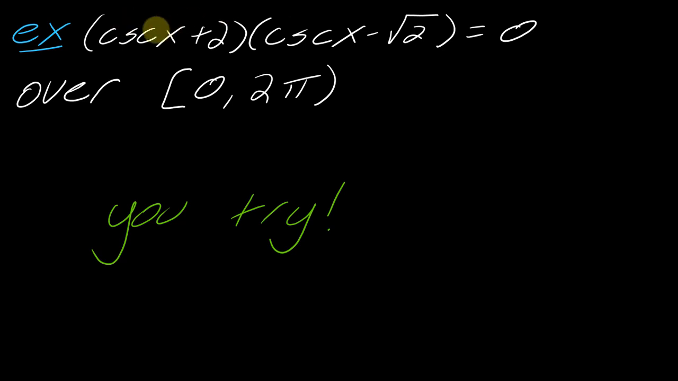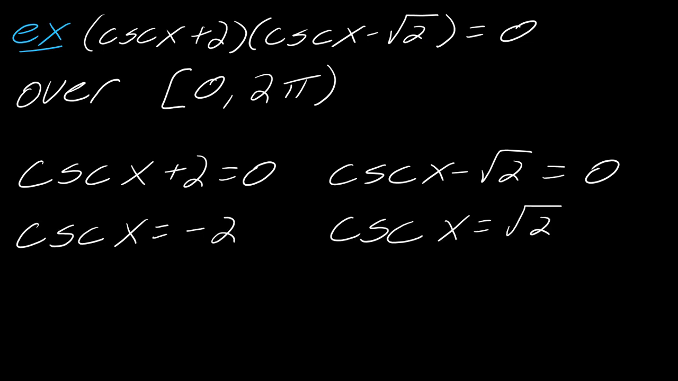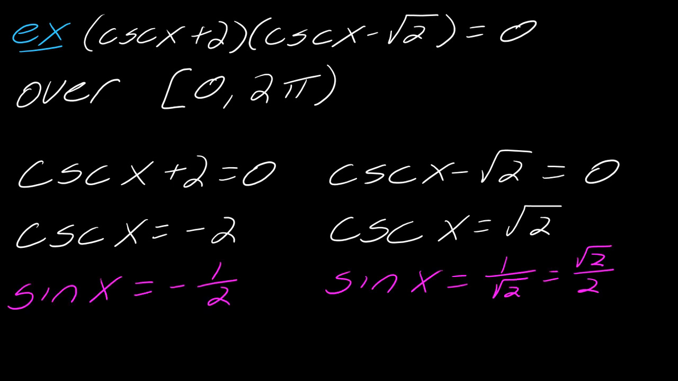Okay, so I've got my two factors, so you can see them separated by the parentheses. So I set each factor equal to 0, and then I can isolate the factors. So I need to figure out where cosecant of x equals -2 or cosecant of x equals square root of 2. And by the way, here's a little hack. You can invert these, so just flip the equations.